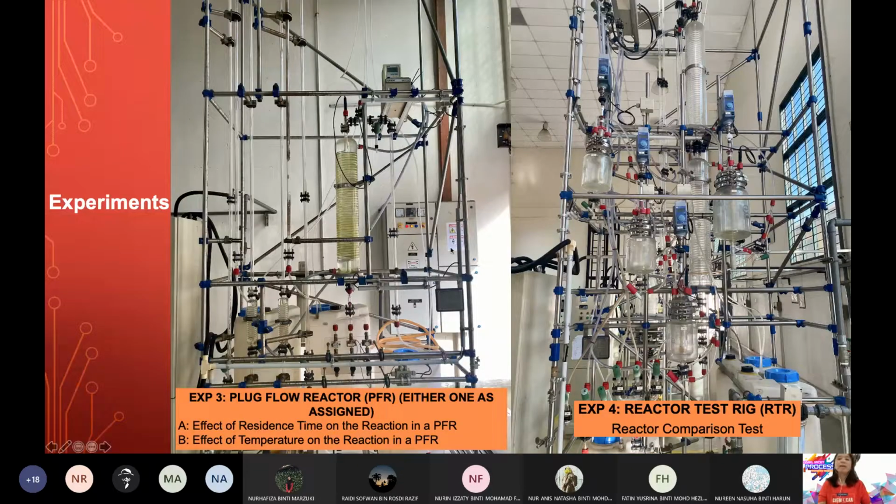Okay. Experiment 3, we call it PFR, or in simpler terms, plug flow reactor. So experiment 3 ni pun kamu tengok reactor dia, if you see the coil one, this is the reactor, the down one is the feed tank. Okay, the down one is a feed tank. PFR 50 liter tau. Means 50 liter of sodium hydroxide, 50 liter of ethyl acetate. In combination 100 liter yang kamu kena prepare. Sebab tu kena datang awal supaya make sure you can prepare early.